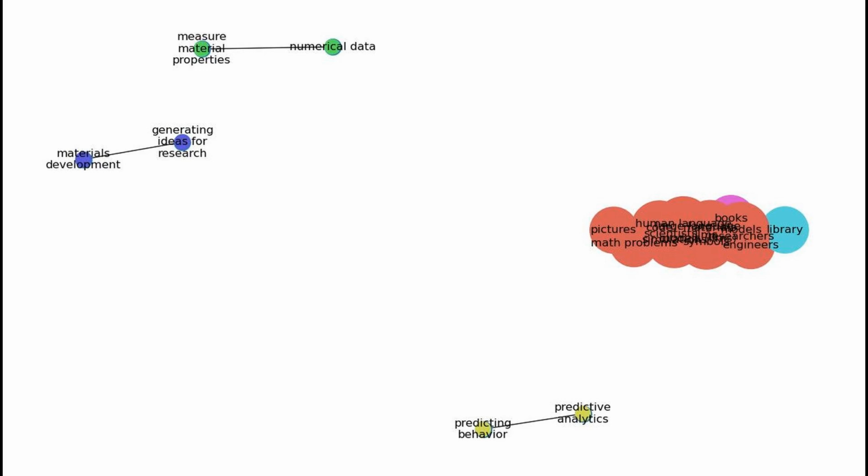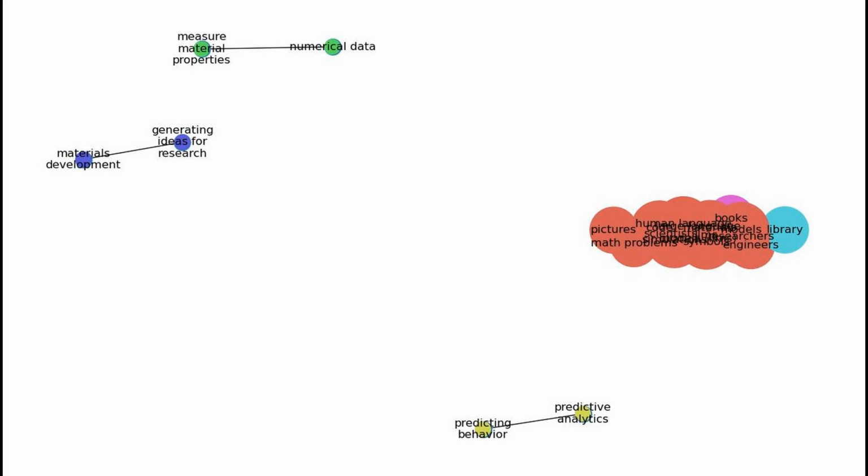2. Symbols and code. Think of symbols and code as special languages that scientists use to express complex ideas. LLMs can read and write these languages, which helps them create simulations or models that predict how materials will behave under different conditions.